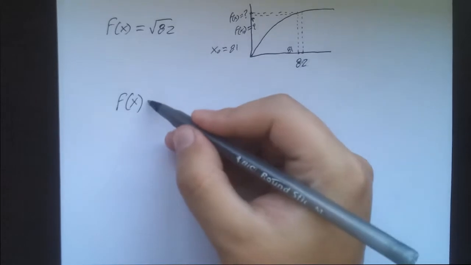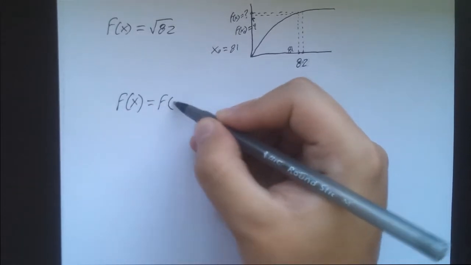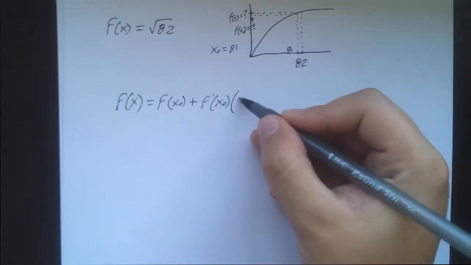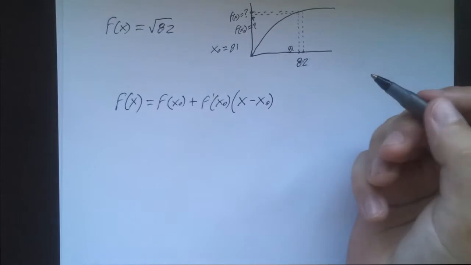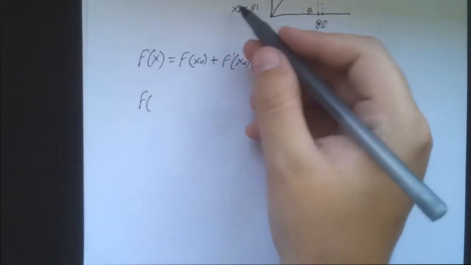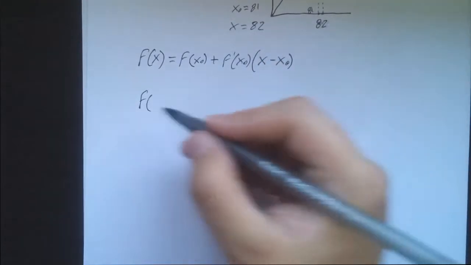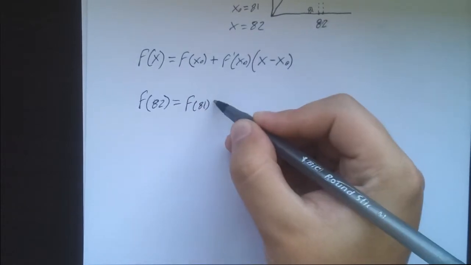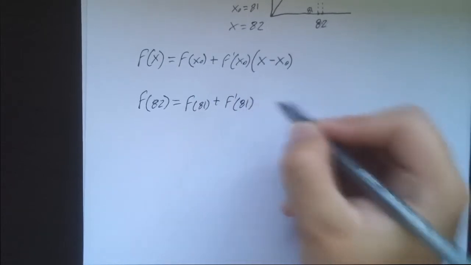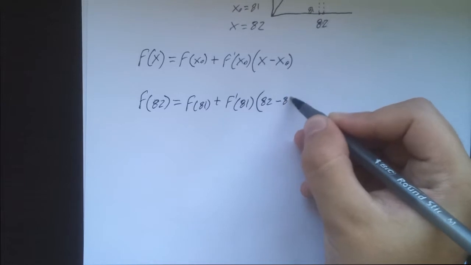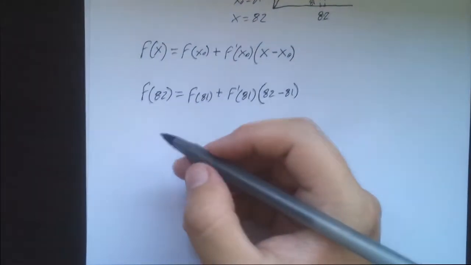The formula tells us that to find f(x), we need f(x0) plus f prime(x0) times (x minus x0). Alright, let's try it. We know x is 82, and this is 81. So f(82) is going to be equal to f(81) plus f prime(81) times x, which is 82, minus x0, which is 81. That's pretty straightforward.